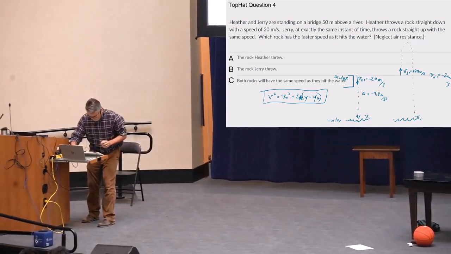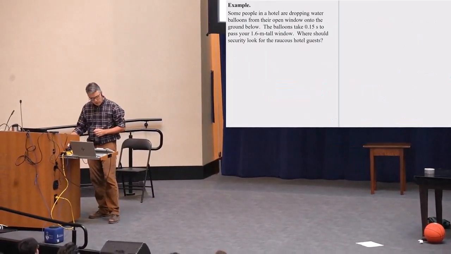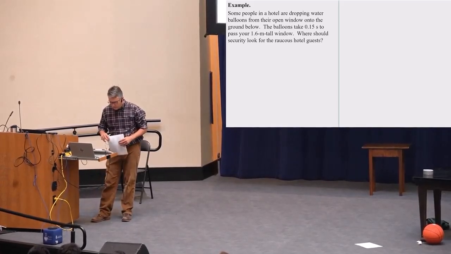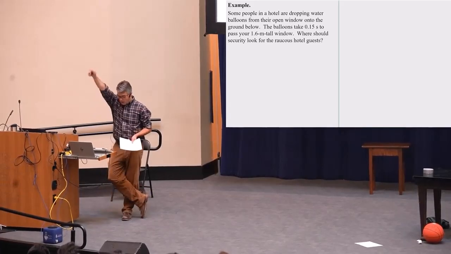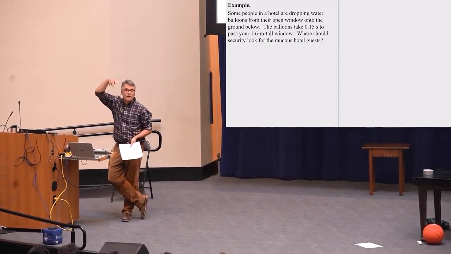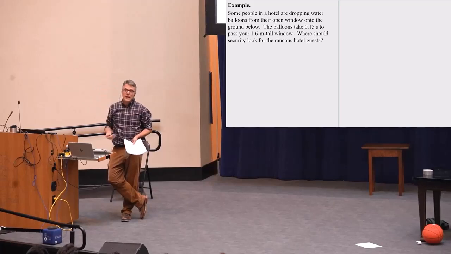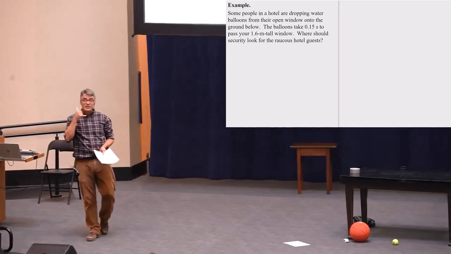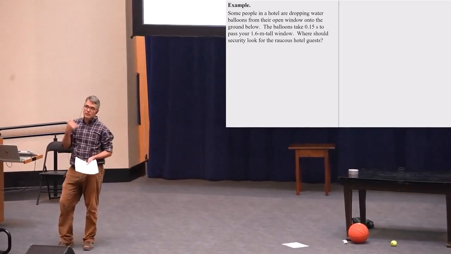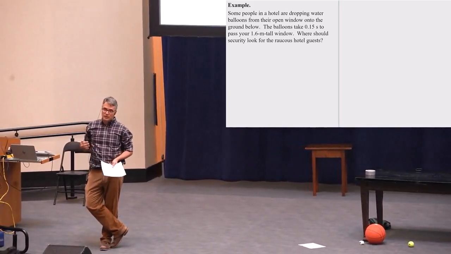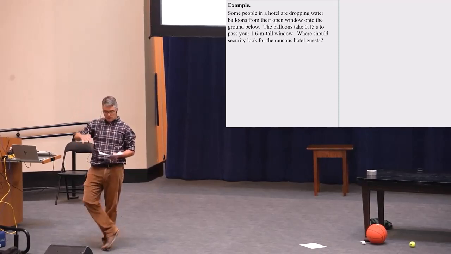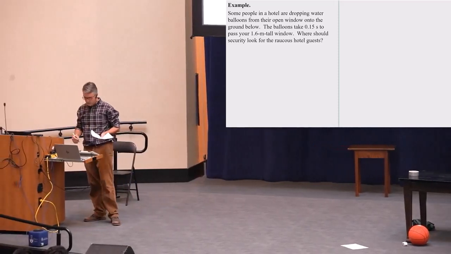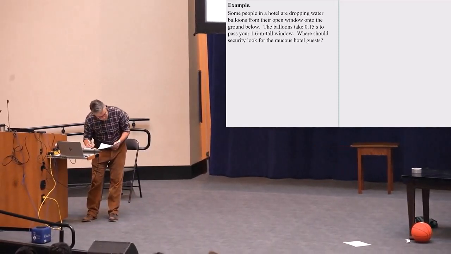Okay, should we do an example? Some people in a hotel are dropping water balloons from their open window onto the ground below. The balloons take 0.15 seconds to pass your window. So they're above you some distance, and you would like to, when you're phoning down to the front desk, give them an estimate of how far above you these guests are. And you time it just passing by your window to be 0.15 seconds. It's pretty good measurement there.